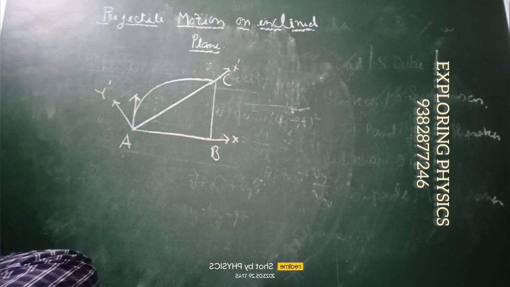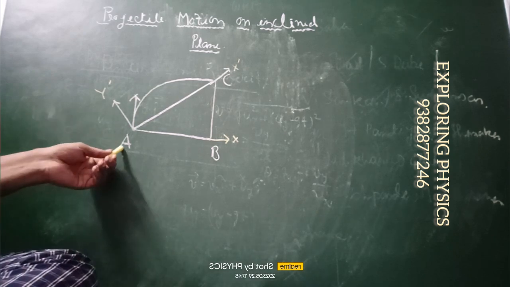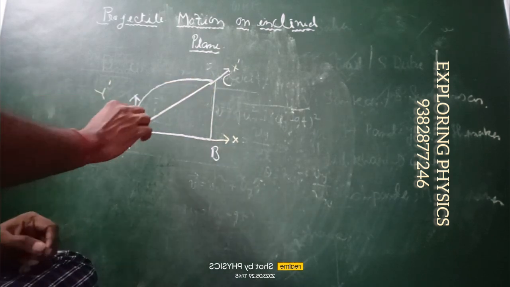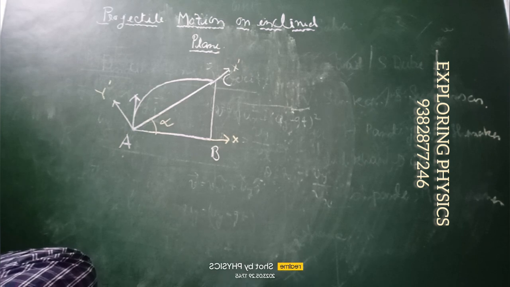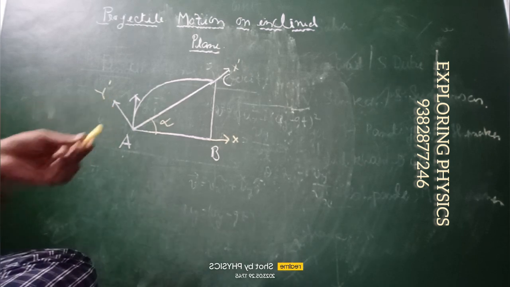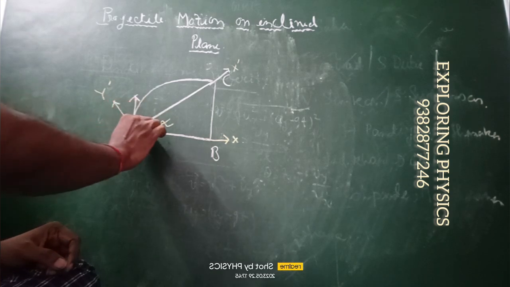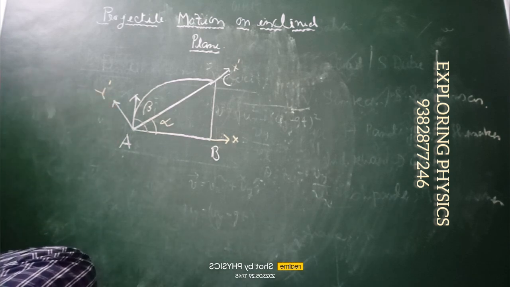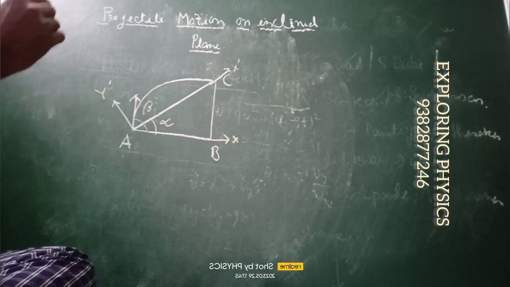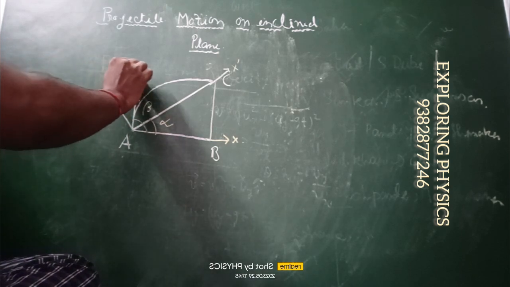We have covered the two topics of the motion under gravity. Today we have the last topic, that is the projectile motion on an inclined plane. Let us consider an inclined plane AC which makes an angle alpha with the horizontal line AB, and the projectile is thrown with an angle beta with the horizontal line. Now let us consider the initial velocity of the projectile is u.